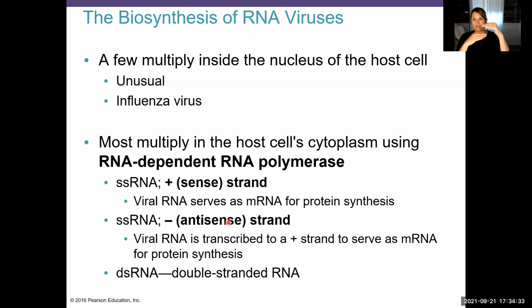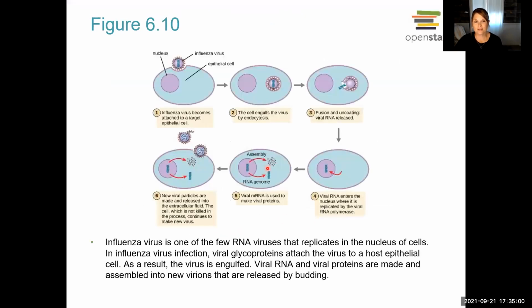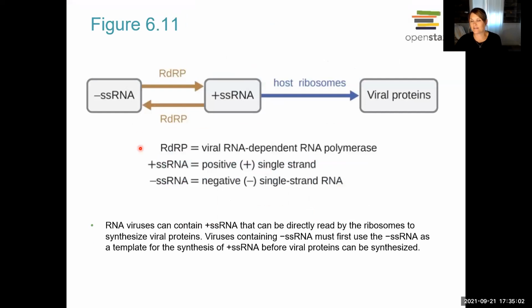But if it's the opposite, if it's the complementary strand, that means it has the opposite nucleotides. So instead of having an A, it would have a U. Instead of having a C, it would have a G. So it's the wrong code. It's the opposite code. And so it has to first be transcribed to the plus or sense strand, and then that plus or sense strand gets translated into proteins. Let me show you a visual of that. That's this guy, figure 6.11.